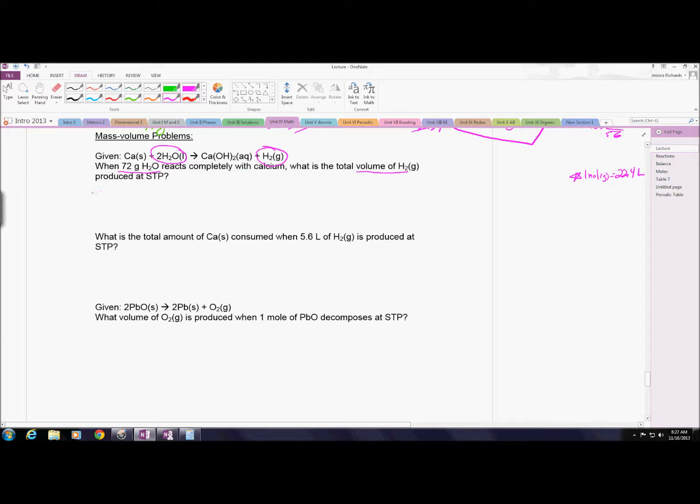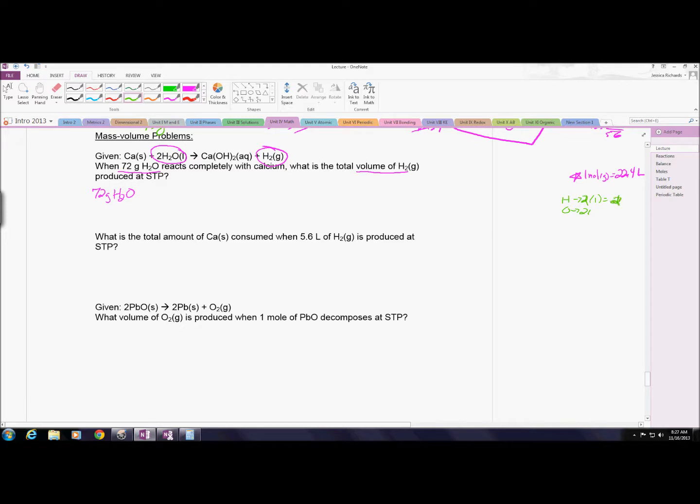I'm going to start by writing down the number they gave us, which was 72 grams of water. And we ask ourselves, are we in moles? No, we're not in moles, so we can't use the equation yet. So we're going to switch from grams to moles with the gram formula mass. The gram formula mass of water was, and I'll do it again, even though we've done it a bunch of times and it's right up there.